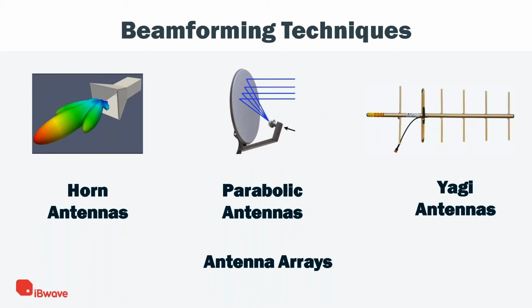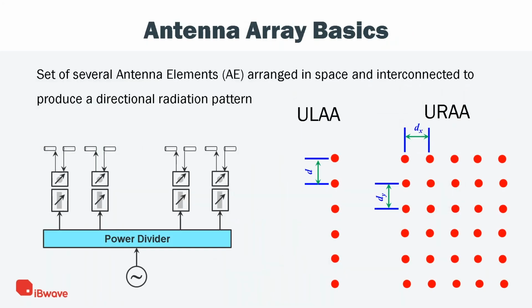But fortunately, there is another type of antenna from antenna theory, called antenna arrays, which are a very practical case for wireless technology. So what is an antenna array? As a simple definition, an antenna array is a set of several antenna elements arranged in a space and interconnected to produce a directional radiation pattern.